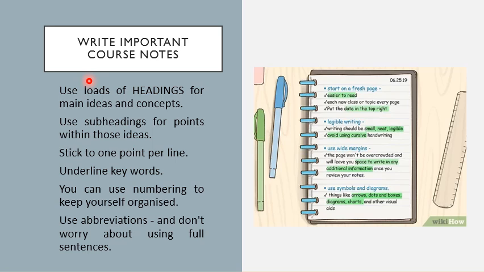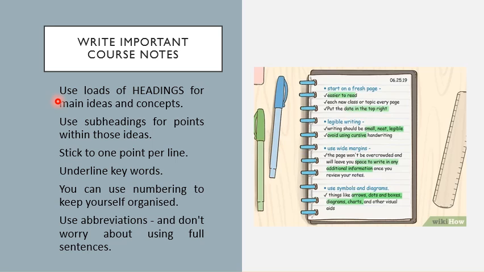You can use application software to write important course notes. You can use MS Word, Microsoft Word, to do this. How can we write down the important course notes? Number one, use loads of headings for main ideas and concepts. Important course notes are a basic summary of your work. So it should be precise, it should be small, smaller in size, not that huge. Use the headings so that you don't have to look for the data.